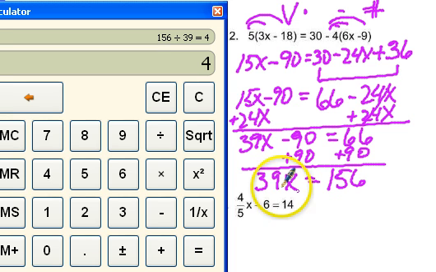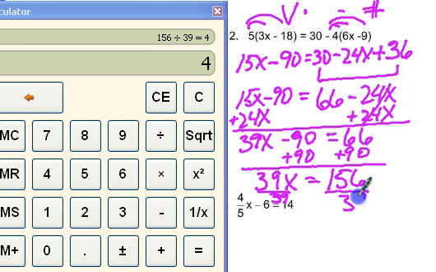Who'd have thought? Okay, now everybody knows that I'm dividing here because this is 39 times x. So to undo that, the opposite of multiplication is division because I'm undoing. So I'm going to do divided by 39 on this side also. And of course, we just figured out that that gives us x equals 4. So that's our final answer.